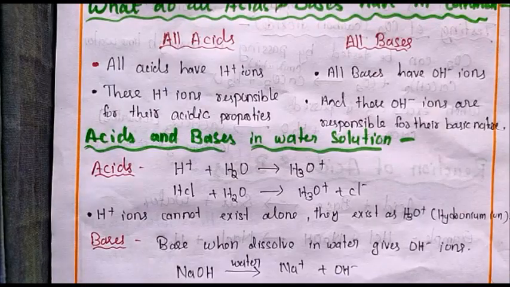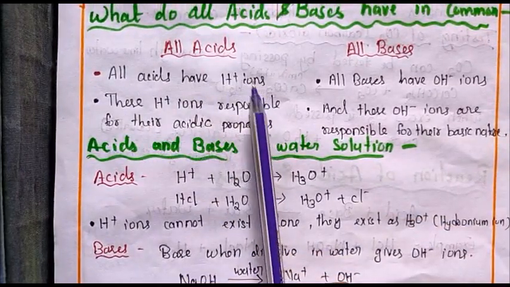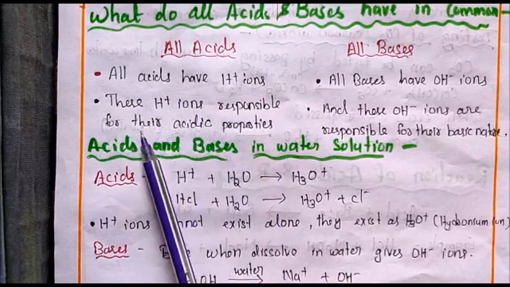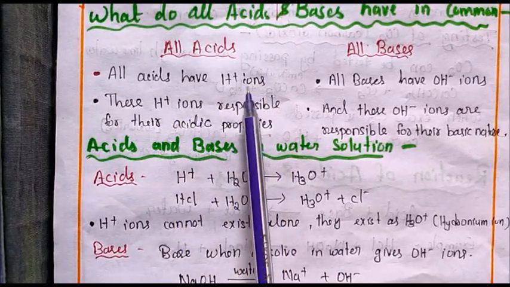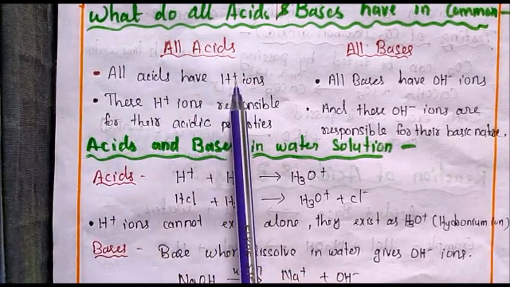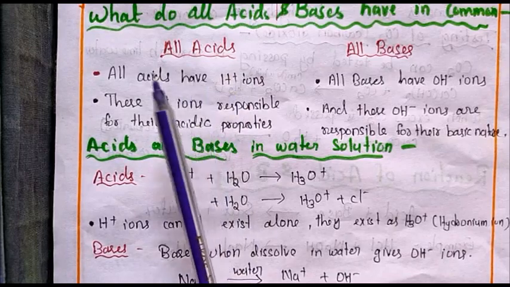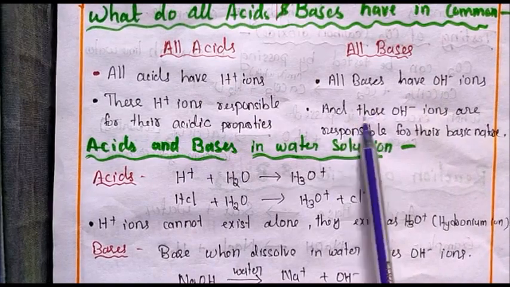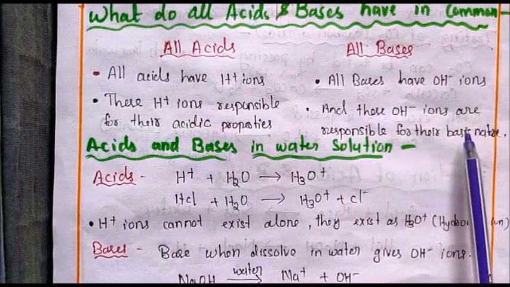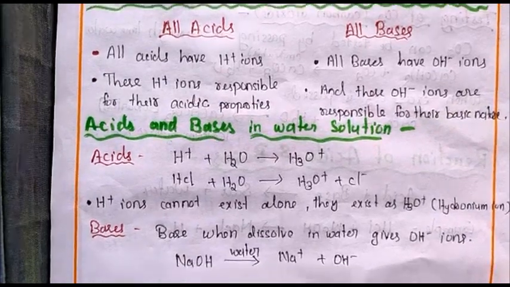Now see what is common in all acids and all bases. All acids have H+ ion. This H+ ion is responsible for their acidic property. It is mandatory that every acid has H+ ion, and that is the main characteristic of all acids. Like acids, all bases have OH- ion, and these OH- ions are responsible for their basic nature.